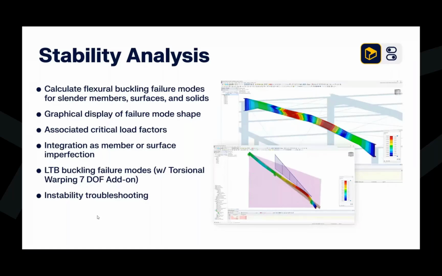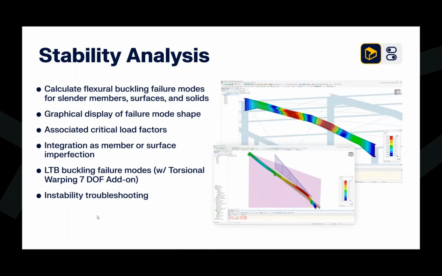So for example, member or surface imperfections. I could take my buckling mode shape of a surface element and I could scale it. And I could actually deform the FE mesh of that surface element before I carry out a general static analysis. Or we could import in these critical load factors as effective length factors for our steel design. So a lot of different options there, again, extending to other parts of the program.